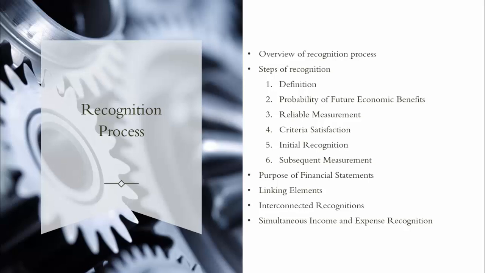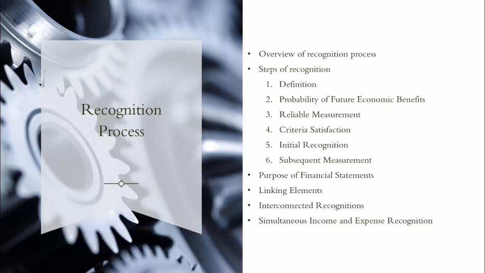Steps in the recognition process. 1. Definition. Check if the item is an asset, liability, income, or expense. Example, an asset is something valuable that the business owns, like equipment or cash. A liability is something the business owes, like a loan.